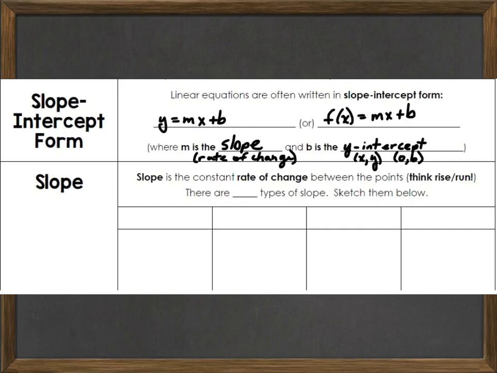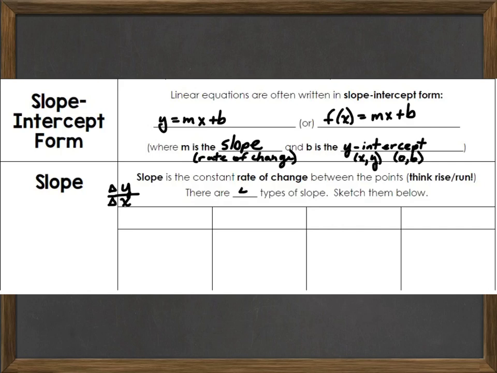So slope is the constant rate of change between points, and the thing we talk about is rise over run. It's y over x, and that's why rise is up and down. It's really the change in y, which is delta, and in chemistry you should start seeing that. That means y2 minus y1, the difference in the y values divided by the difference in the x values.